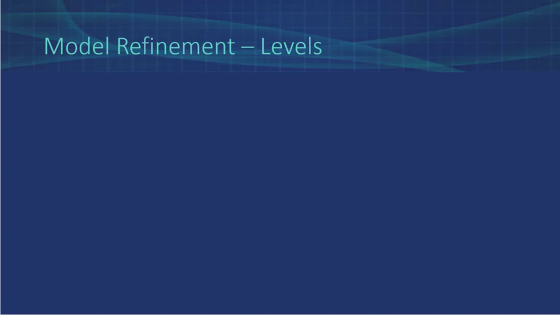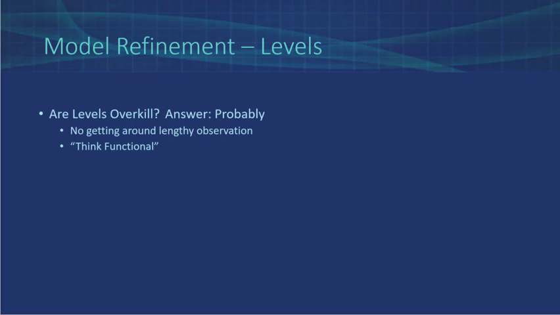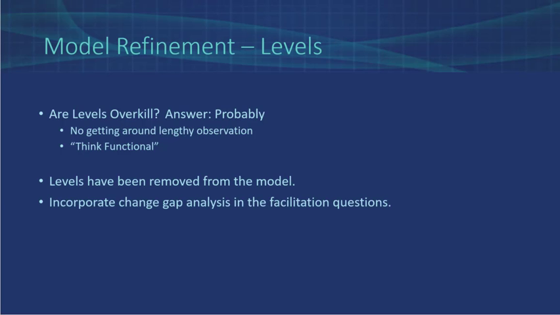The final question was whether levels was overkill. After discussion with Rob Smith at Integral Life, he confirmed my suspicion that level evaluation required lengthy observation. He too questioned whether level evaluation is overkill. His advice was to think functional. As a result of this, I'm going to remove levels from the change model. The levels were meant to help predict how much cultural effort would be required for the change to succeed, and I think we can incorporate this analysis in the facilitation questions.